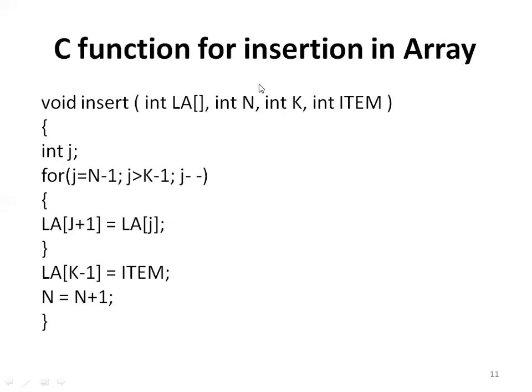Now this is the C function for insertion in an array. So void insert, with int LA, int n, int k, and int item. So LA is the array we are passing.